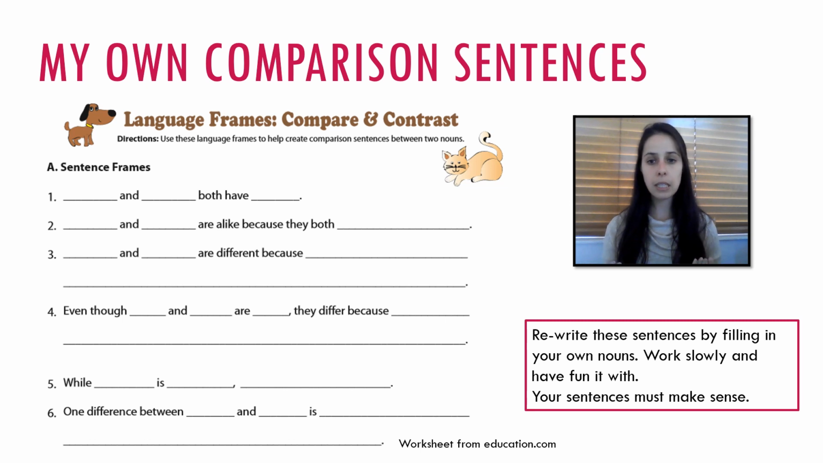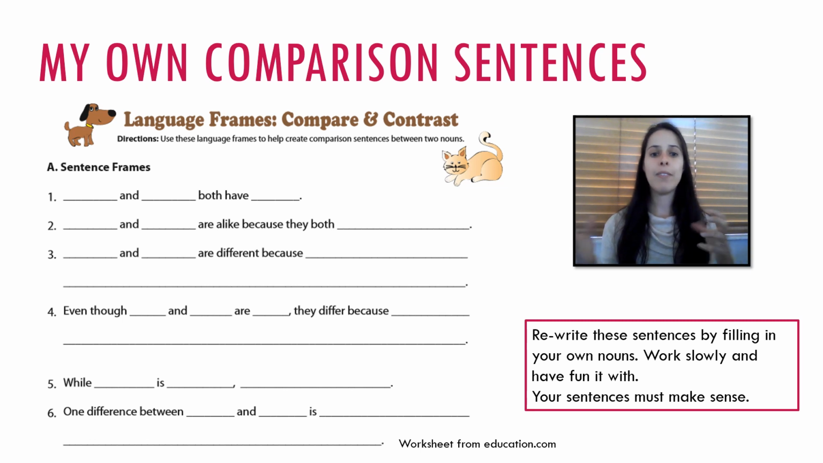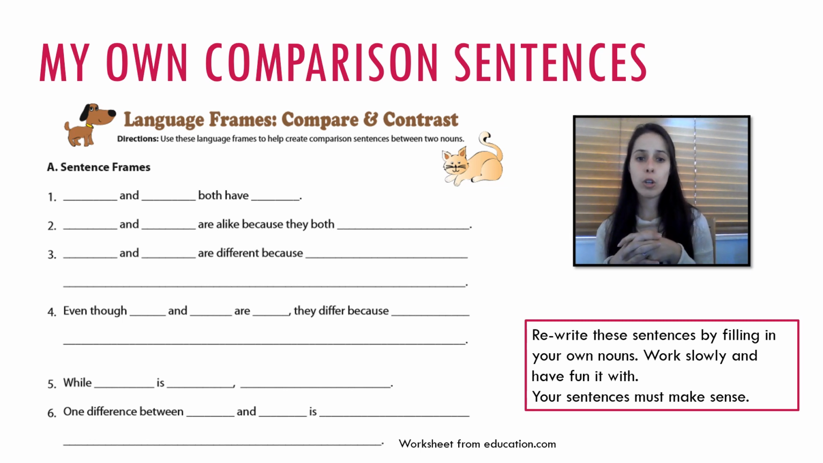I'm happy with silly sentences, but they have to make sense because we're comparing. You can't compare things that are super, super unalike, like water and fire, because I've got no similarities. So you have to make sure that if it's a difference, I can compare something like ice and fire, but if it's a similarity, I might need to compare things that are more similar to each other.